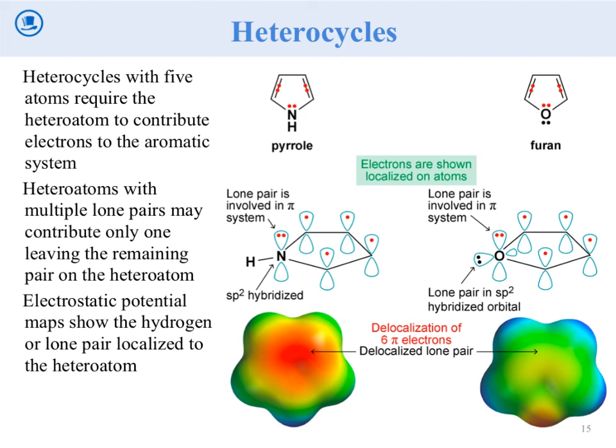Same with the furan. One lone pair is in an sp2 hybridized orbital. The other one is in a p orbital in the pi system, in a ring, uninterrupted. How many pairs of electrons? 1, 2, 3. That makes it aromatic. Odd number of pairs of electrons.